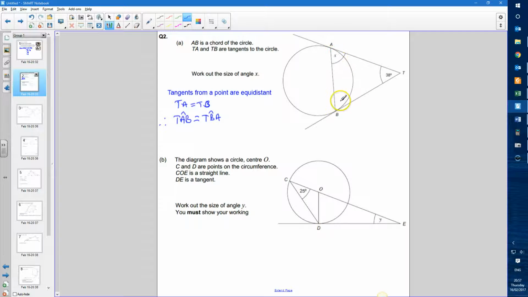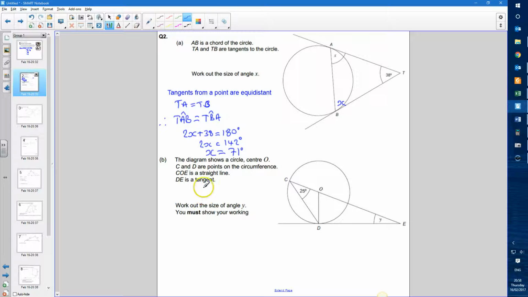So that means that this must also be equal to X. If that's equal to X, I know the sum of the angles in a triangle is 180 degrees. So 2x plus 38 is equal to 180 degrees, which means that 2x is equal to 180 take away 38, which is 142 degrees, and therefore x is equal to half of 142 degrees, which is 71 degrees.